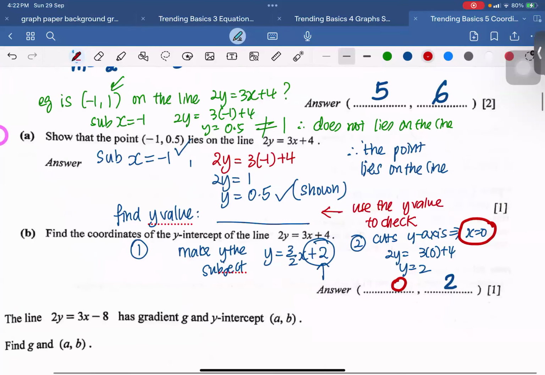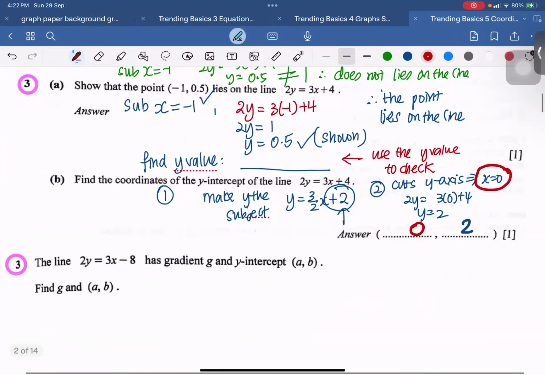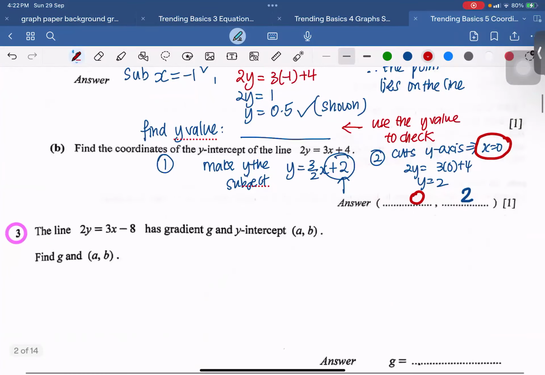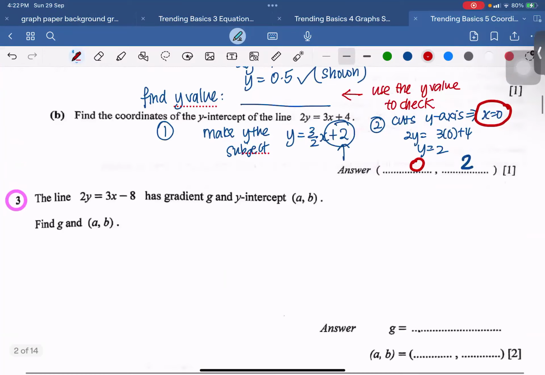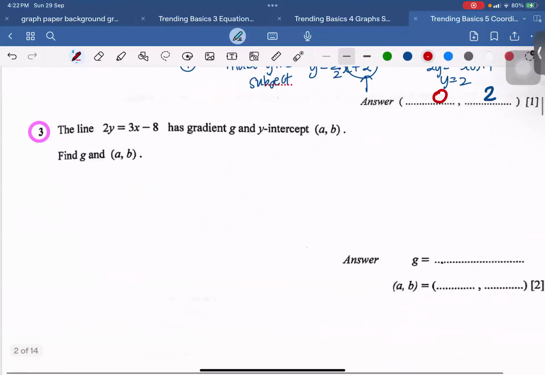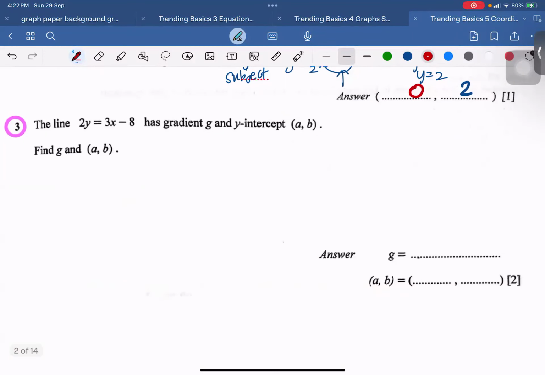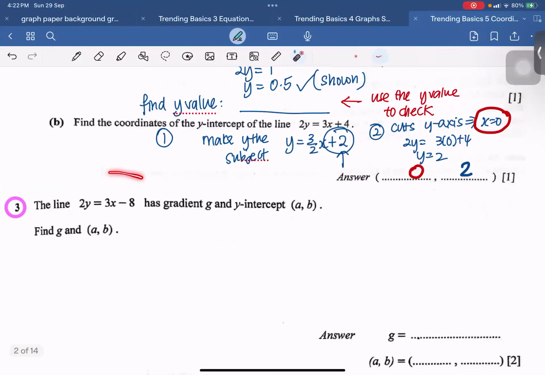Okay, so this part of the question is totally a set 1 basic type. Even set 1, sometimes they don't test, but somehow it came back a few years ago. Second type, you look at the equation, they like to test something similar, but now they test you gradient and y-intercept.